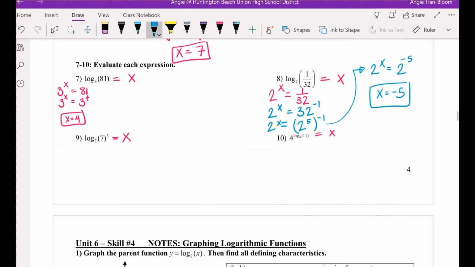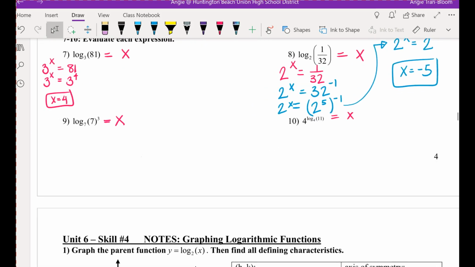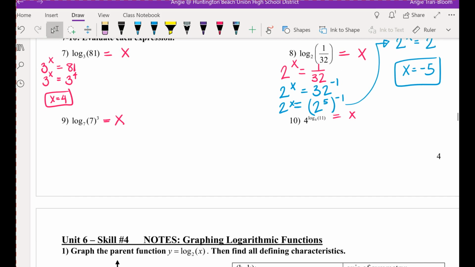Example 9. Can you please go ahead and solve that? And then I'll hand you my computer so you can give me the answer. Once you have solved it, I want you to give your paper to your shorter partner so they can check your work.